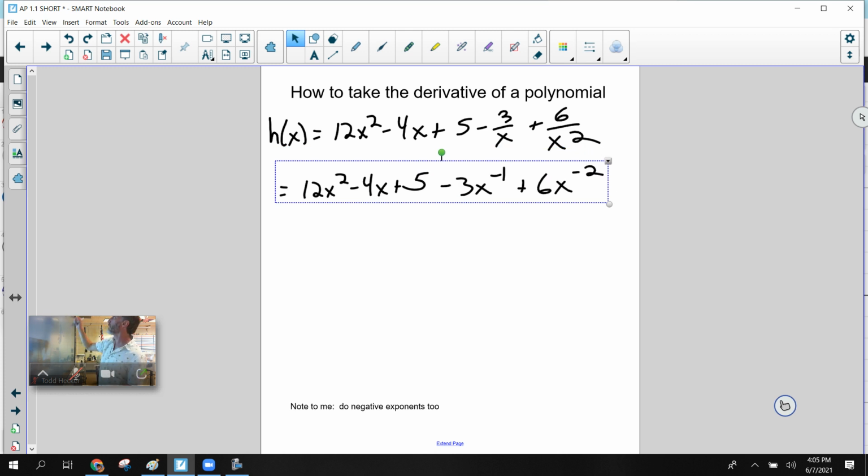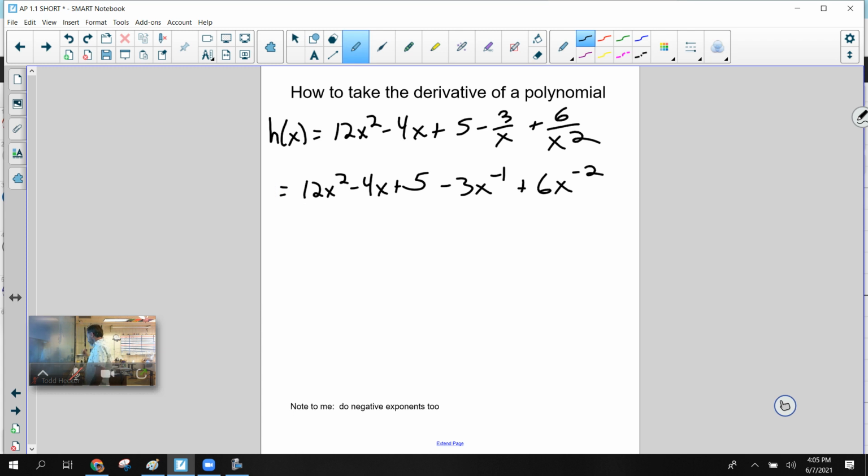All right, so there we go. There's h of x. Let's find our derivative. Oh, I'm using this again. It's super clicky. I forgot I was supposed to not be doing that. All right, so here we go.